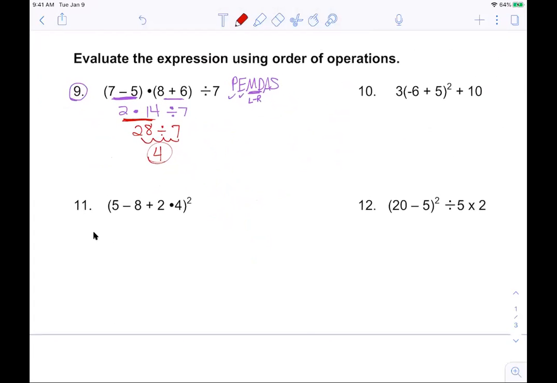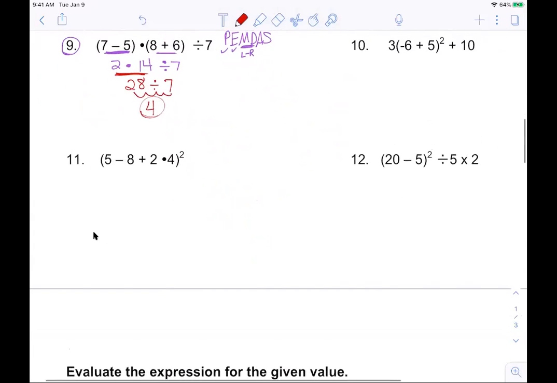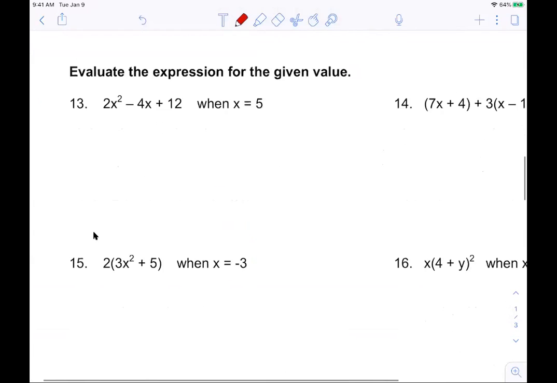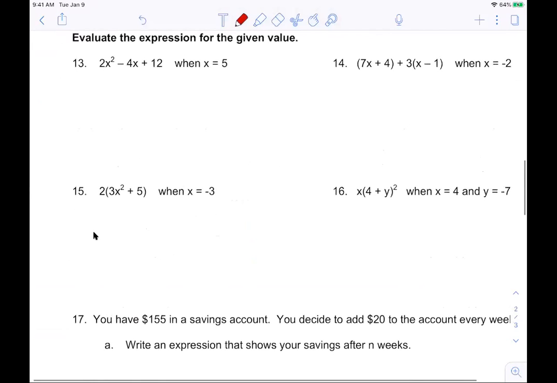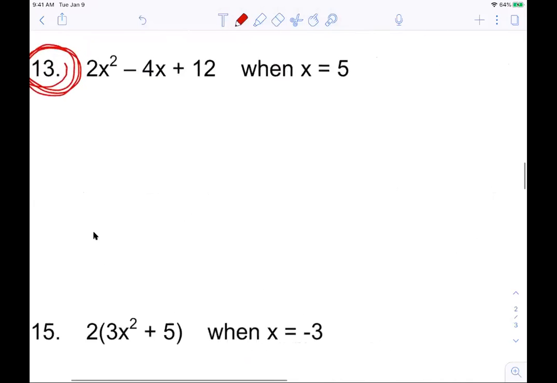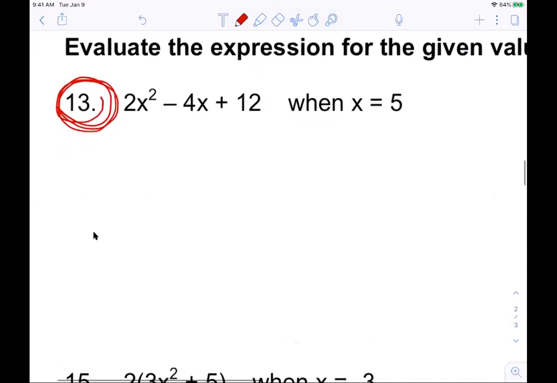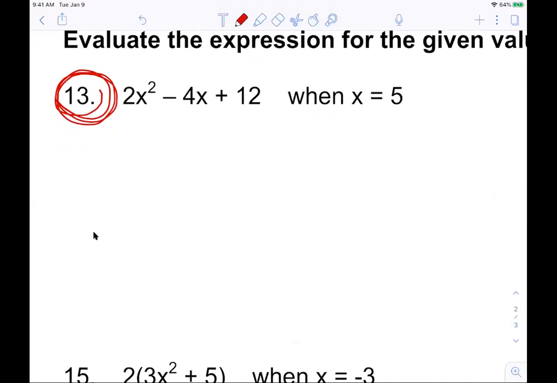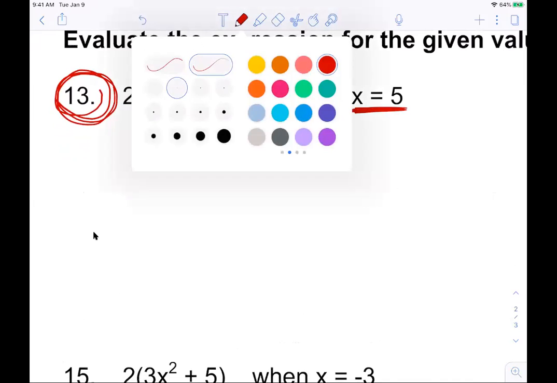did number 9. So I'm going to go over one more problem so that you have an example of each type of problem to kind of look at. And we're going to do number 13 together. So I'll zoom in on this. This one says evaluate the expression for the given value. So on your paper, we have 2x squared minus 4x plus 12. And then our value that we're going to use is 5 for x. So write this down. And then we're going to work through this problem together as well.